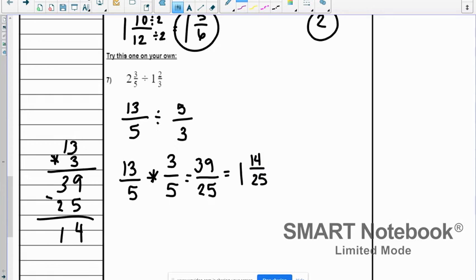So we check with 25. 25 can't be divided by 2 evenly, and it can't be divided by 7. So that is going to be our simplified answer.